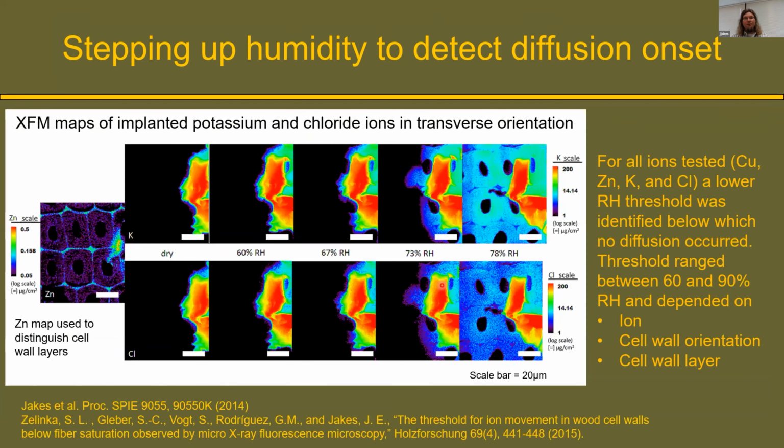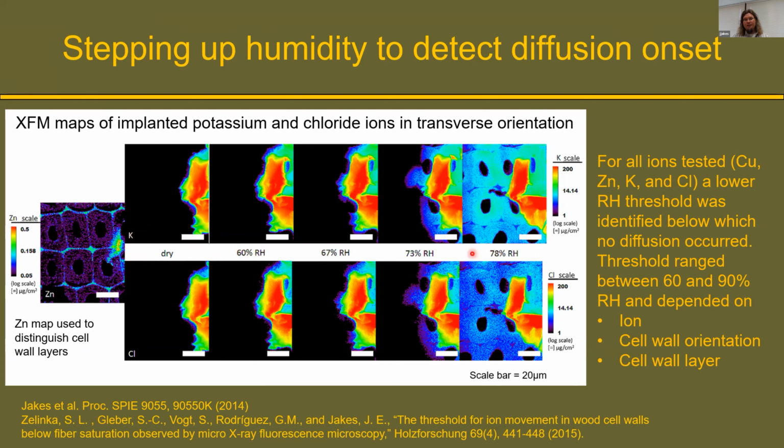Here's another example using potassium chloride. In this case, we're in a transverse orientation. So the zinc map is a naturally occurring element in wood and is useful for seeing the different cell walls. In this case, the higher intensity zinc here is actually the compound middle lamella, and then this is the secondary cell wall. And again, we see that under dry and low humidity conditions, we don't see any diffusion.